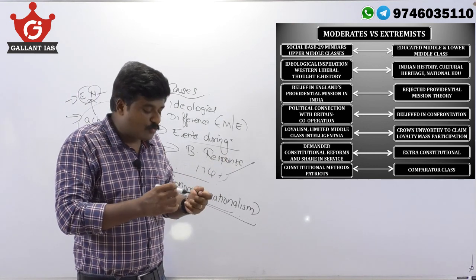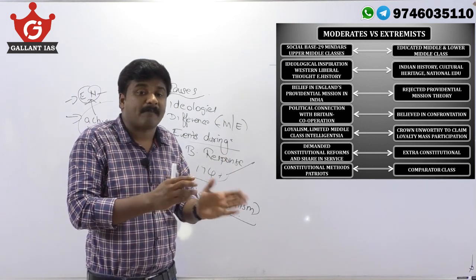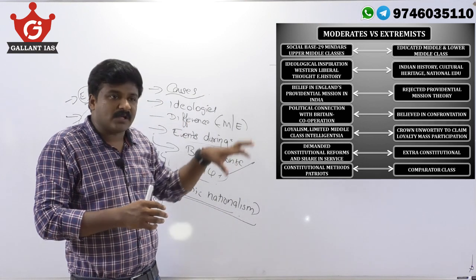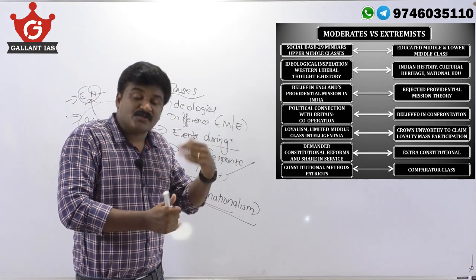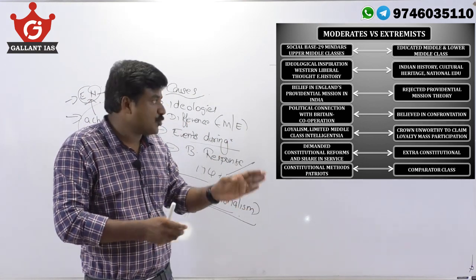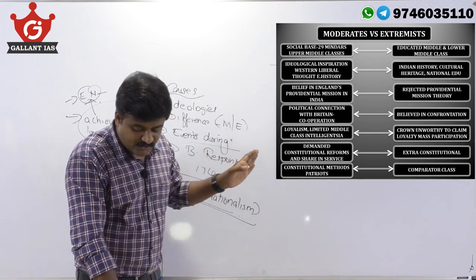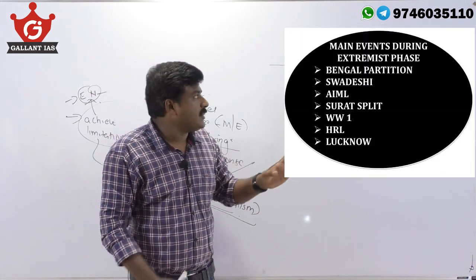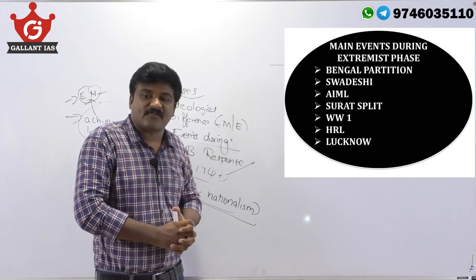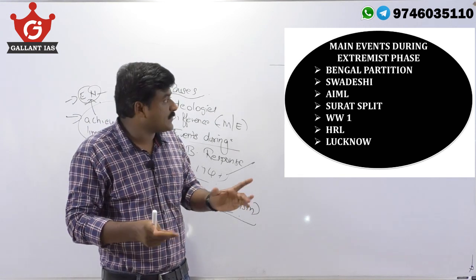This analysis is very, very important for your moderate-extremist comparison. What were the plus and minus of the moderates and extremists? This was asked in the mains examination also. So take care, this analysis has to be studied well. Then obviously the major events during this extremist phase. What were the major events during the extremist phase?